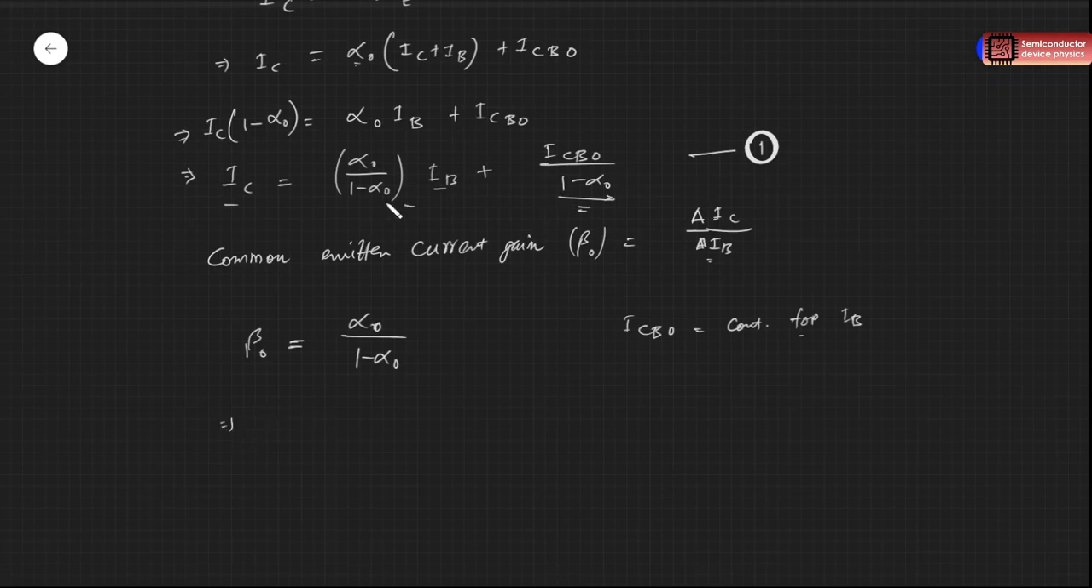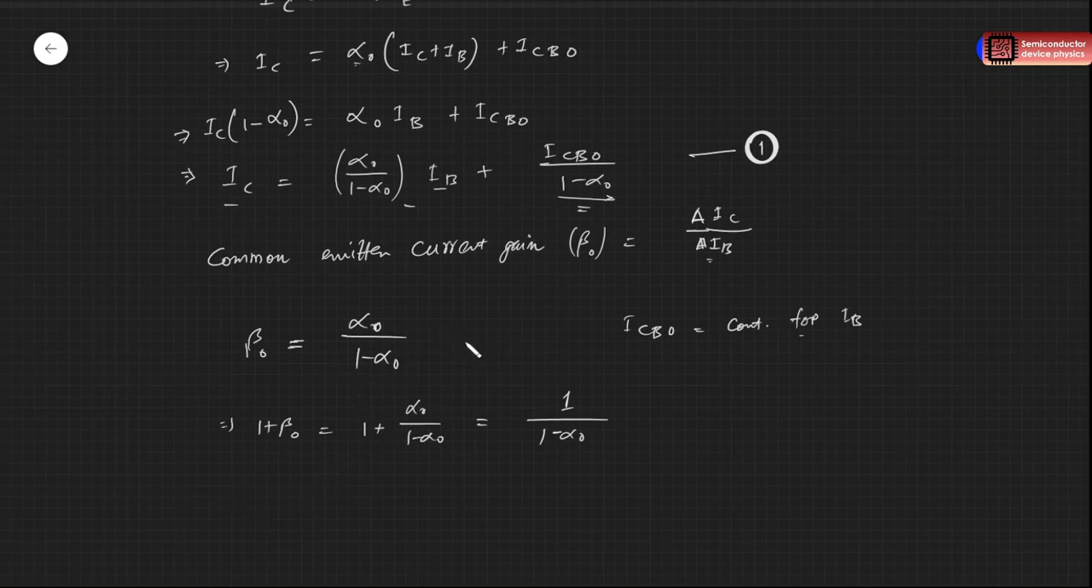Okay, and in this, we can now replace IC equal to alpha IB plus ICBO by 1 minus alpha naught. So this 1 by 1 minus alpha naught is 1 plus beta naught. Let's see that: 1 plus alpha naught by 1 minus alpha naught, right? So it is 1 minus alpha naught, and if you add it, you will get 1 only, right? Alpha naught will get cancelled.